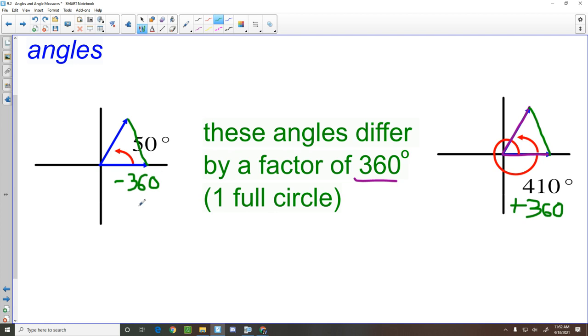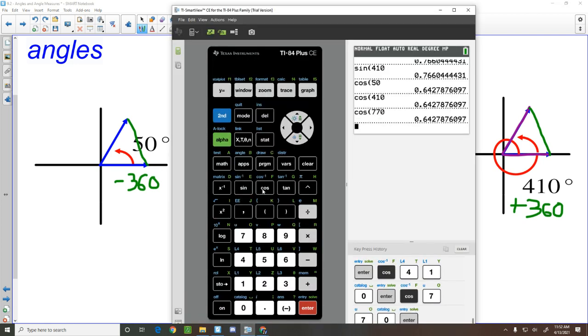If we took 50 minus 360, we'd get negative 310. So watch this. The cosine of negative 310 equals, and there it is, everyone, the exact same decimal, the same ratio. That's why these are considered coterminal angles.